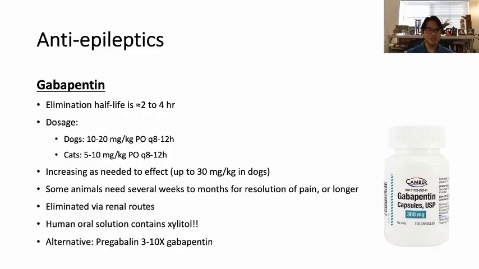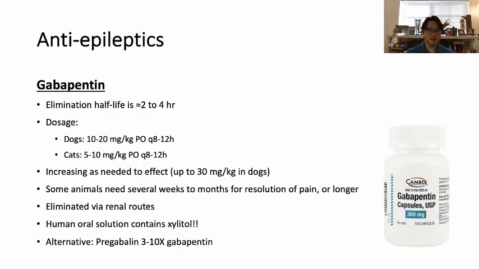The elimination half-life of gabapentin is about 2 to 4 hours. And dosing-wise, for dogs, we usually start with 10 mg per kg every 8 to 12 hours. If you're worried about sedation, then you can start with every 12 hours for the first week. And then in the second week, once the side effects get better, you can always increase to 3 times a day. For cats, the dosing is 5 to 10 mg per kg every 8 to 12 hours.